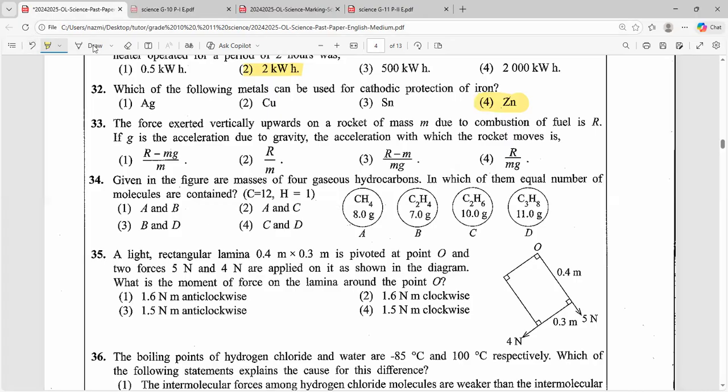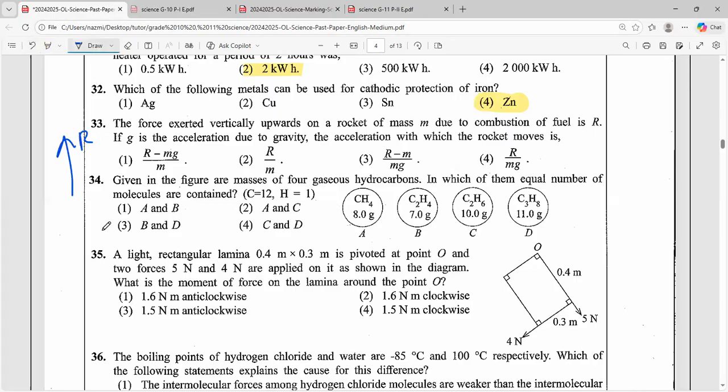Upward you have force R, and the rocket is moving up. Down you have mg. How will you take the resultant force when it is in opposite directions? You have to subtract, right? When two forces are in opposite directions, to find the resultant, you have to subtract. Same direction means you add. So here what is the resultant then? R minus mg, because R is greater, because the rocket is going up, not down. So the resultant force is R minus mg. That is the force now acting on the rocket.